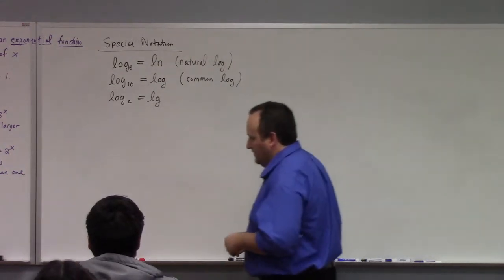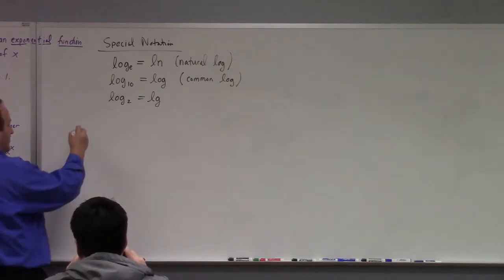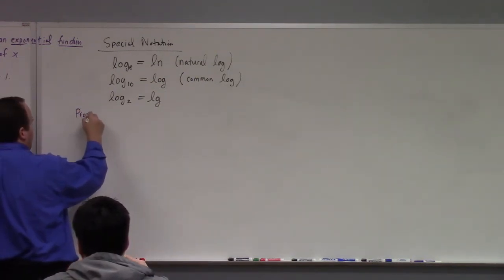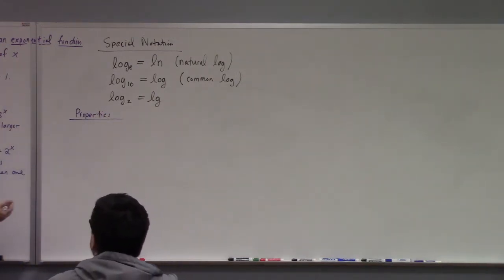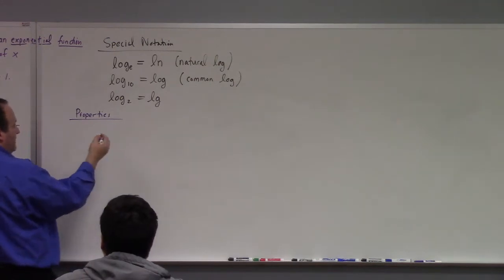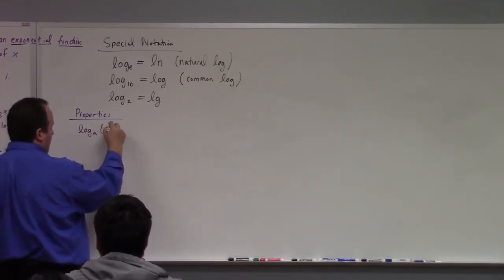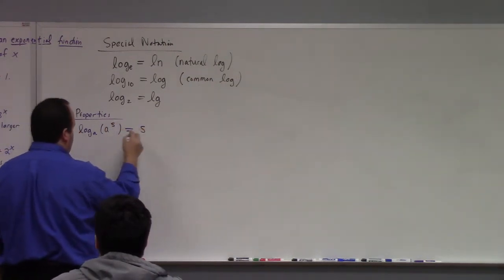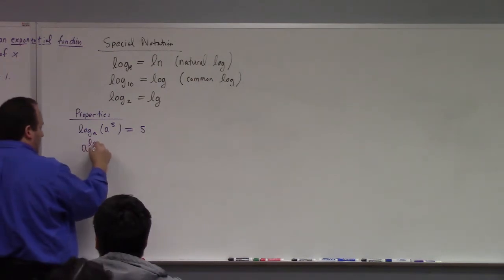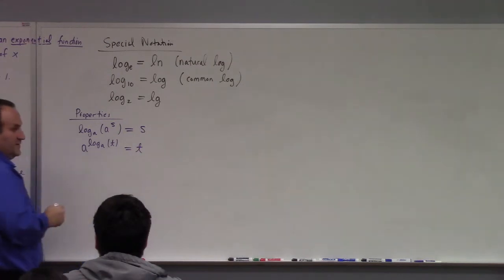What are the properties of the exponent and the log? Let me just rattle them off right quick for you. Properties, and then we'll try to solve a bunch of problems. First and foremost, we should remember that log base a of a to the power s is equal to s again. If we have a to the log base a of t, we get t again. They undo each other.